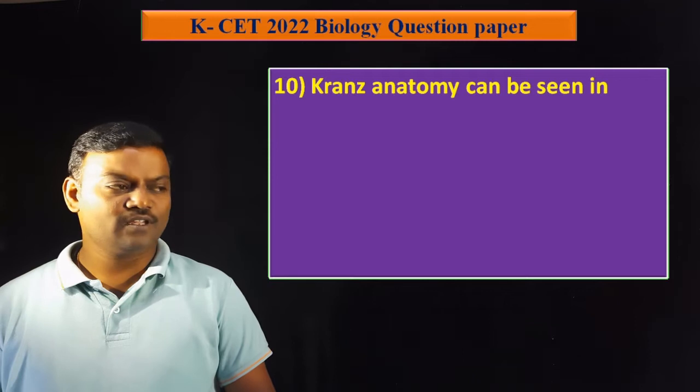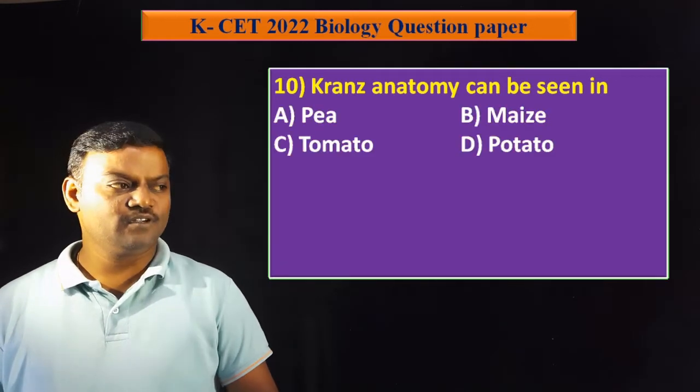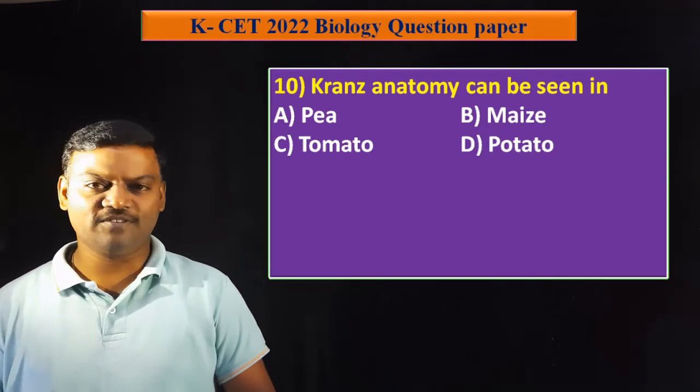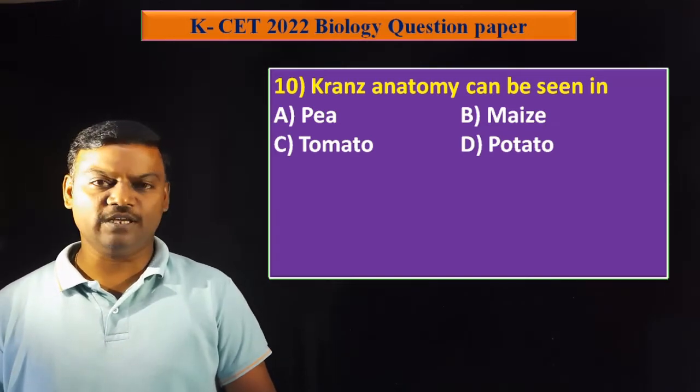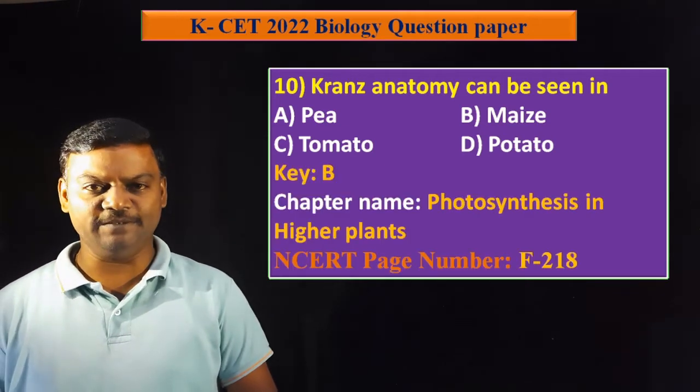Question number 10. So Kranz anatomy can be seen in option A, pea plant. Option B, maize. Option C, tomato. Option D, potato. The correct answer is option B.